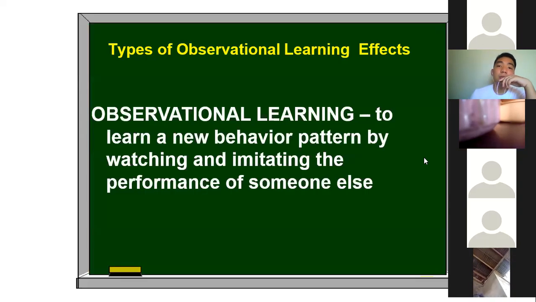So, observational learning: to learn a new behavior pattern by watching and imitating the performance of someone else. The central idea of social learning is imitation. When you imitate the performance of someone else, you are doing observational learning.